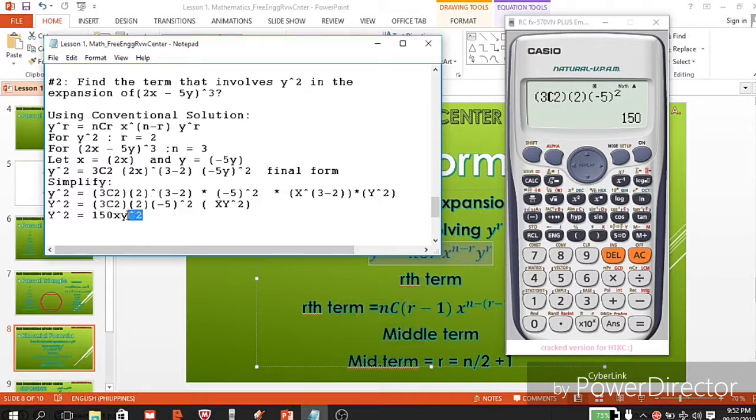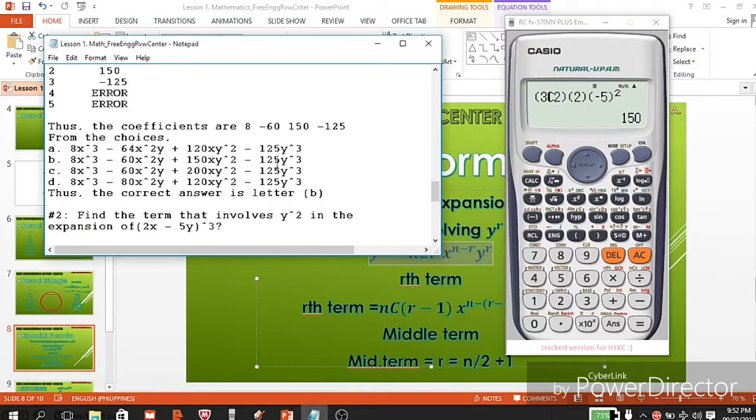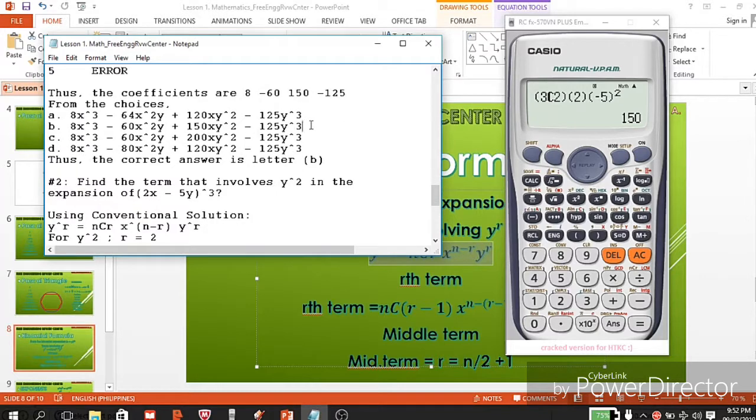So we got y squared in the expression. Thus the answer will be 150 x y squared. So that's it. From the previous example, this is the answer. So that is good. We have 150 x y squared.